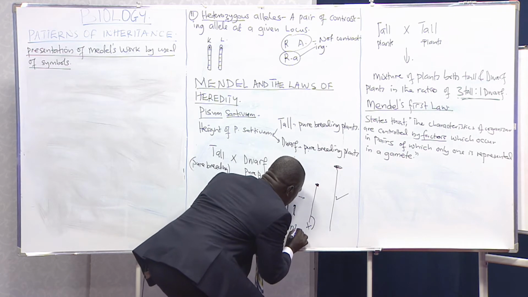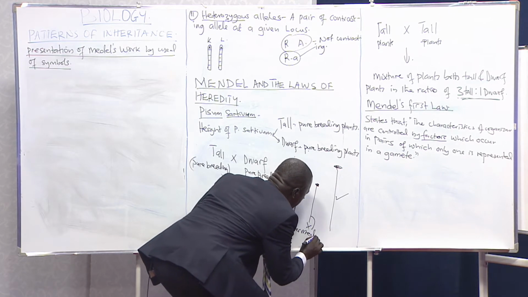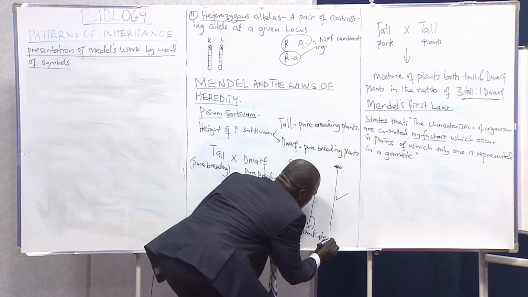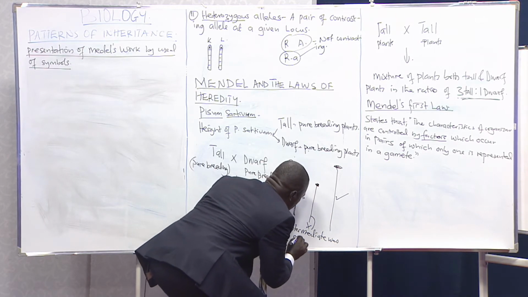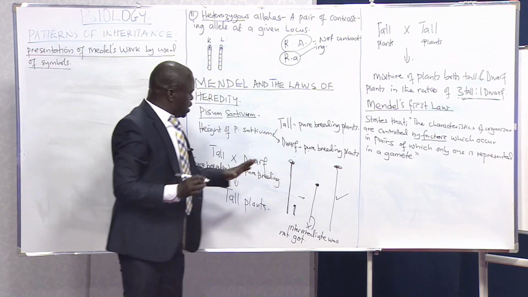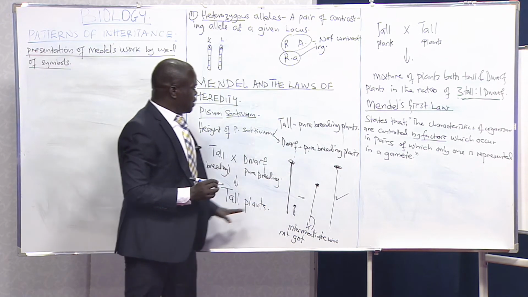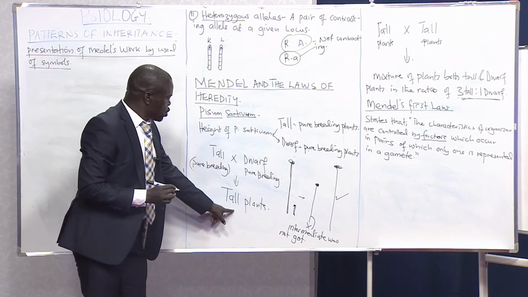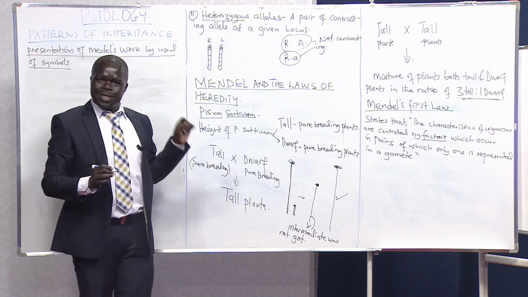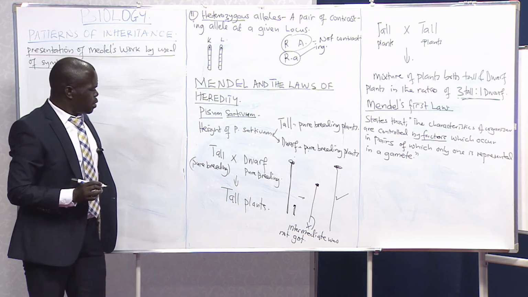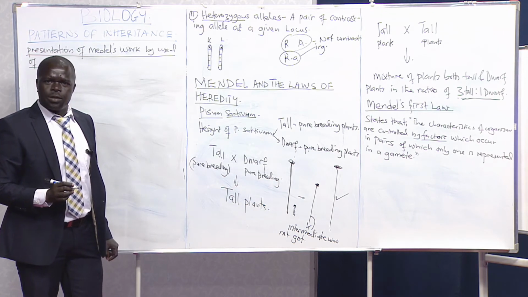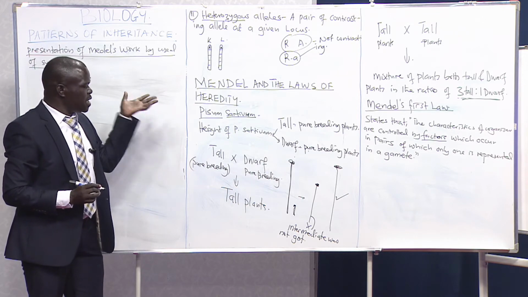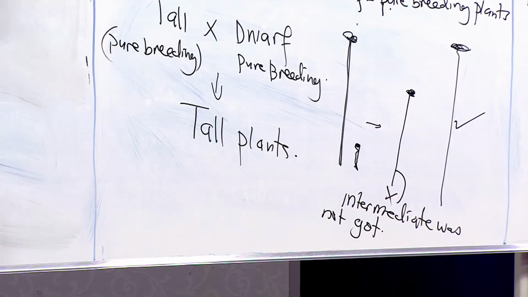No intermediate was produced. It was a tall plant, like here. So the question is, what is the reason why there was no intermediate plant? All were tall in the first generation. Why?